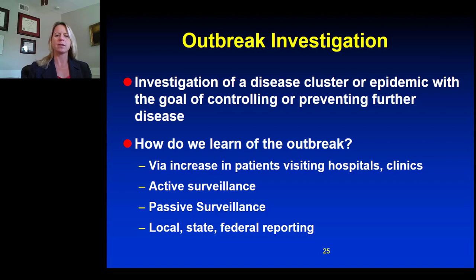So there are two types of surveillance. One's active, one's passive. And active surveillance is a systematic, planned reporting of specific diseases and conditions by particular facilities or hospitals or healthcare systems. Passive surveillance is different. This is essentially voluntary reporting by healthcare facilities, healthcare providers for certain problems that they're detecting.